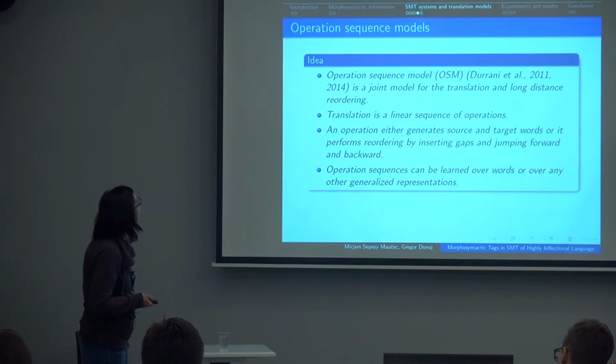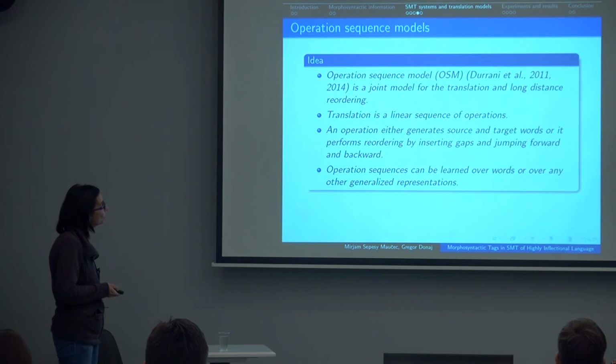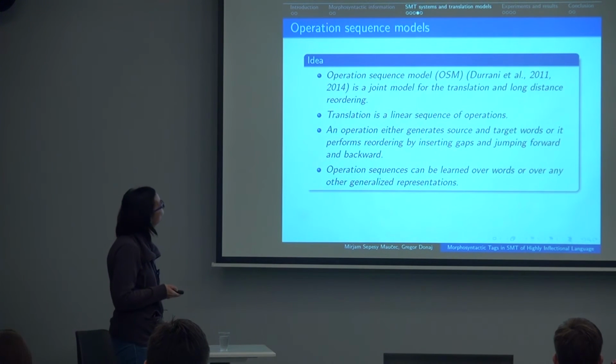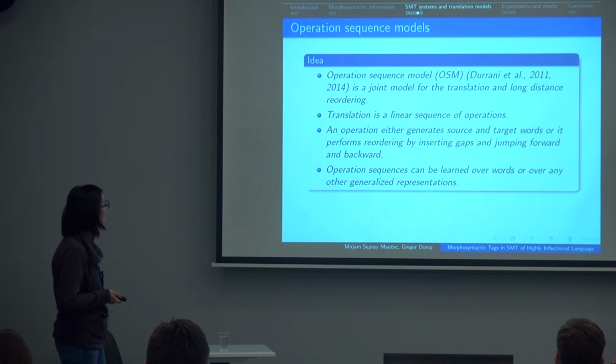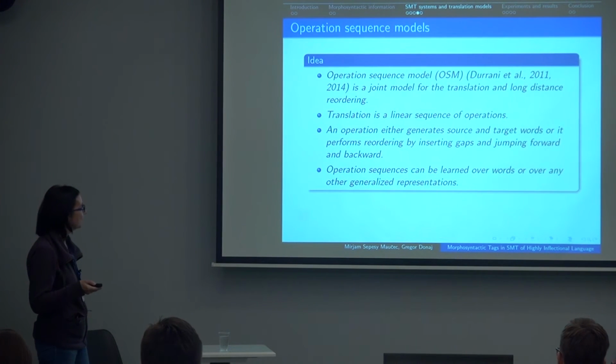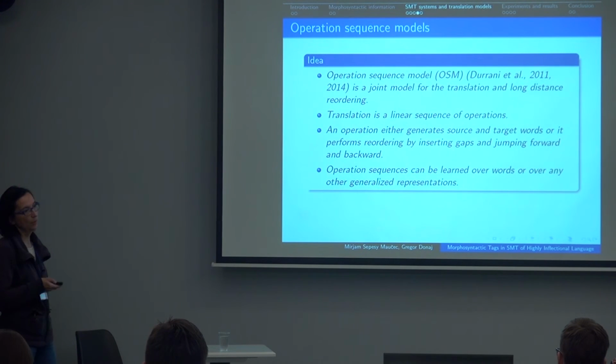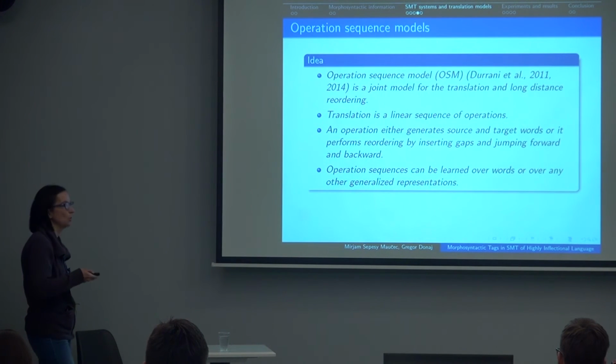The last experiment with morphosyntactic information was the operation sequence model. It was defined by Durrani in 2011 and extended in 2014. It is a joint model for translation and long-distance reordering. As we all know, the baseline system is able to model only short-distance reorderings. So in the operation sequence model, translation is a linear sequence of operations, where an operation either generates source and target words or performs reordering by inserting gaps, jumping forward and backward.